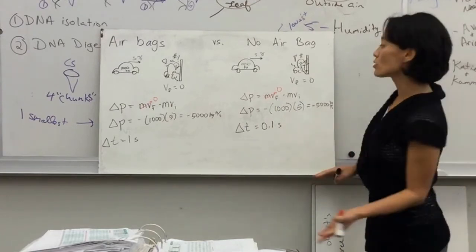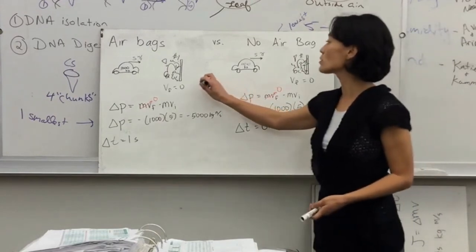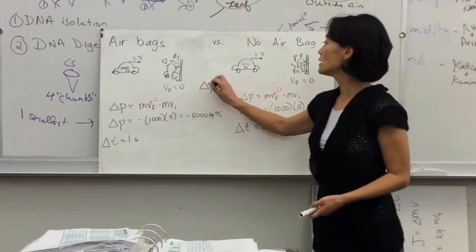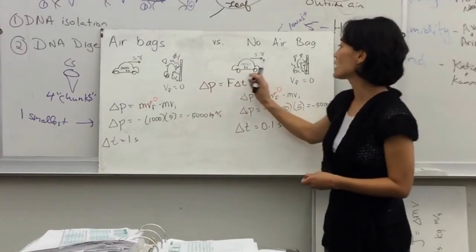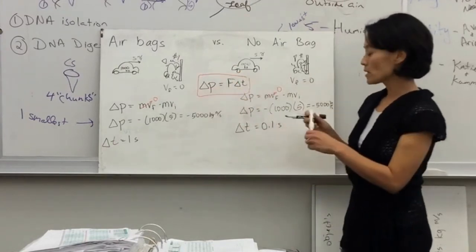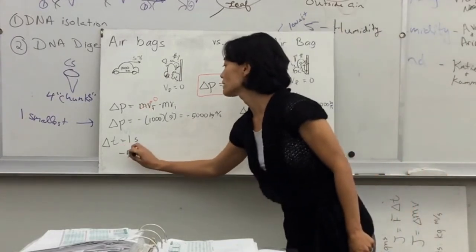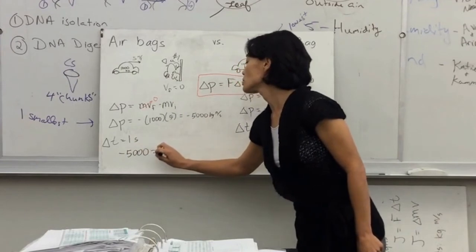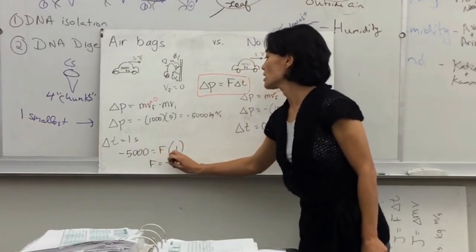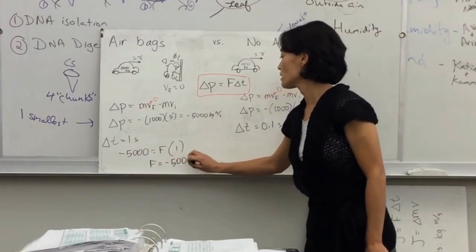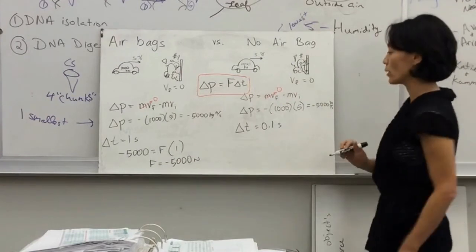Now let's look at what happens to the force, because there's another equation for impulse. Remember, impulse is also equal to force times delta t: my delta p can also be equal to force times delta t. I already know my delta p is negative 5,000, so negative 5,000 is equal to my force times 1 second. This gives me a force of negative 5,000 newtons. So I'd have 5,000 newtons coming at my face. That doesn't feel very good. Maybe you get a broken nose.